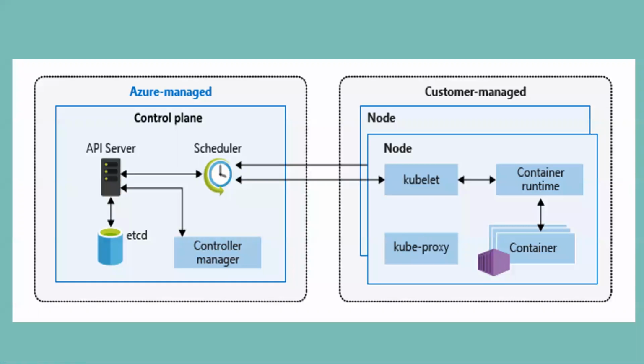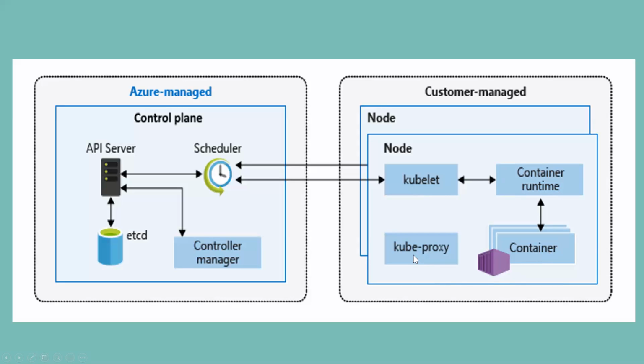This is how the Azure managed and customer managed scenario would look. This has been picked up from the Microsoft documentation itself. There you have a control plane. This is the one that's responsible. The API server is where you interact. Then you have the scheduler that's going to work with the node, as you can see in the backend, and it's going to hand over or provide the instructions to the kubelet. The kubelet is the one that's going to run the container runtime and create the containers.